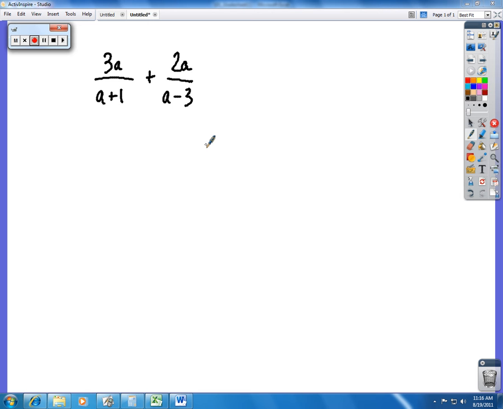The last example I'm going to run through from 7.2 is when we've got a binomial in the denominator. Generally, the easiest way to find a common denominator for these kinds of problems is just to multiply each one by the other. What I mean by that is we're going to take this 3a over a plus 1, multiply the numerator and the denominator by a minus 3.